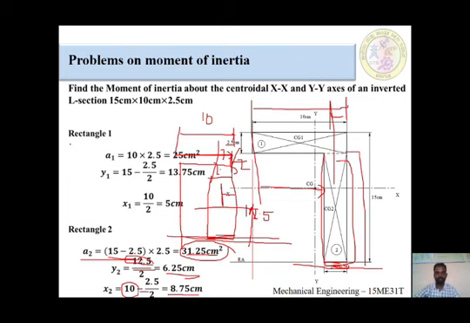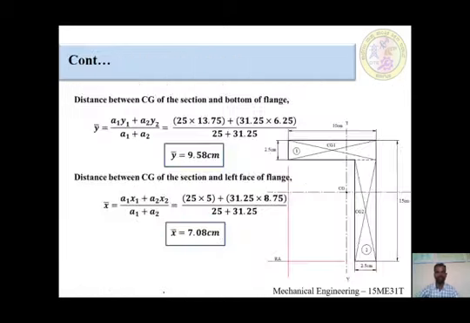The next part is, after individually calculating A1, Y1, X1, A2, Y2, X2, we have to calculate X bar and Y bar. In the next slide we will know about X bar and Y bar. Okay, Y bar is always the distance between the CG of the section and the bottom of the flange, because for calculating Y bar we take the bottom flange as reference.